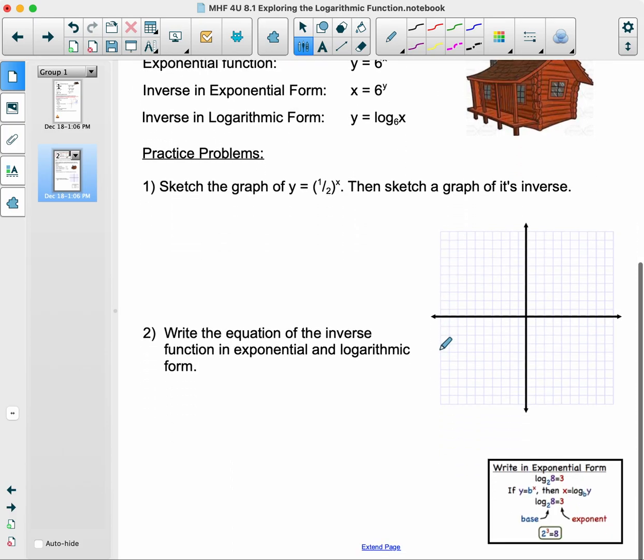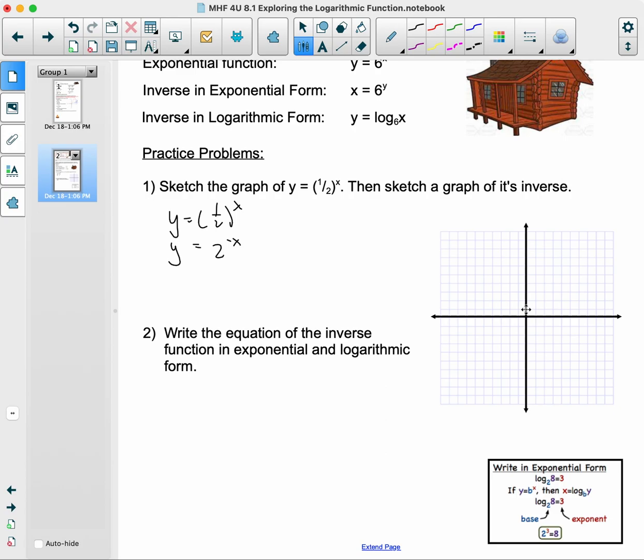So the practice problems here are basically just trying to get you to understand what this graph looks like. The math will come later. But if you're going to sketch the graph of y equals 1/2 to the power of x, remember that that's the same as 2 to the negative x. So y equals 1/2 to the x is identical to that. Okay, so it's just 2 to the x reflected over the y-axis, right?